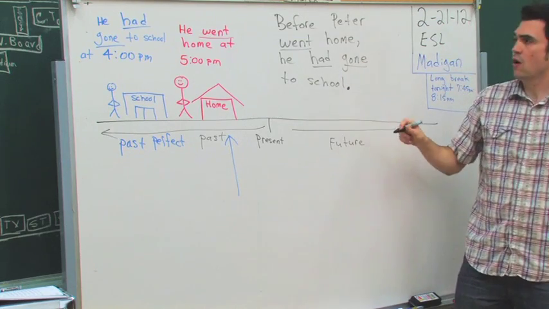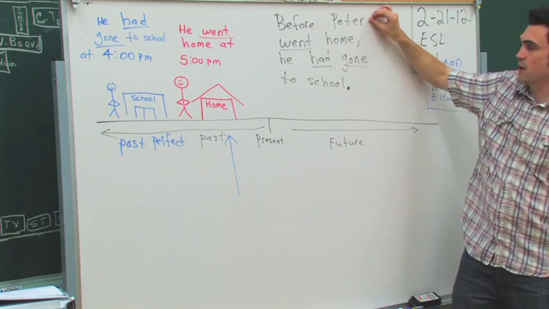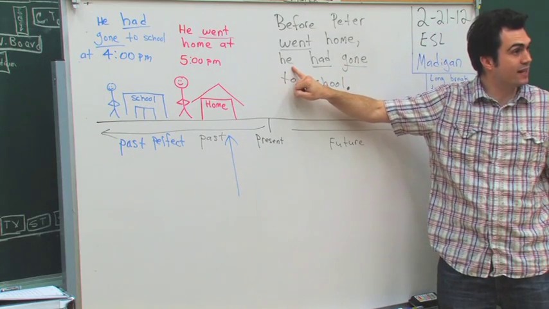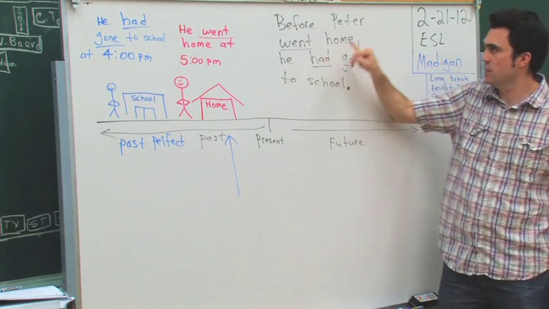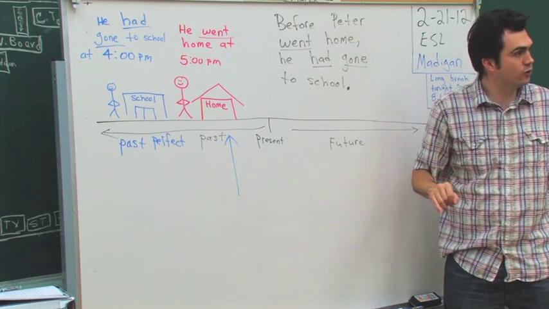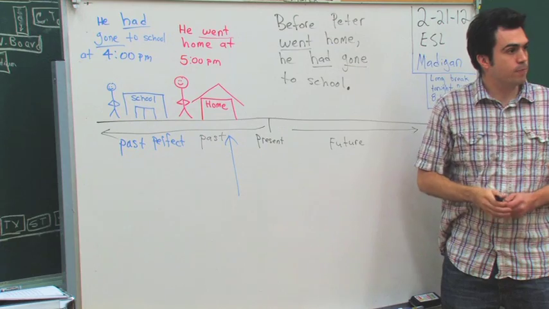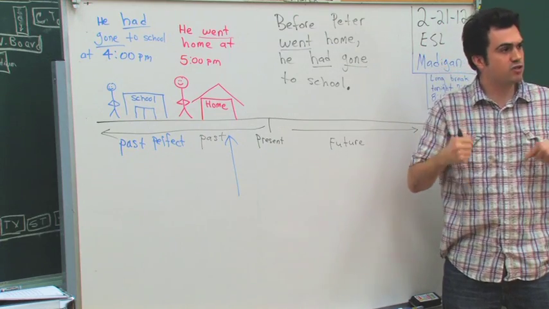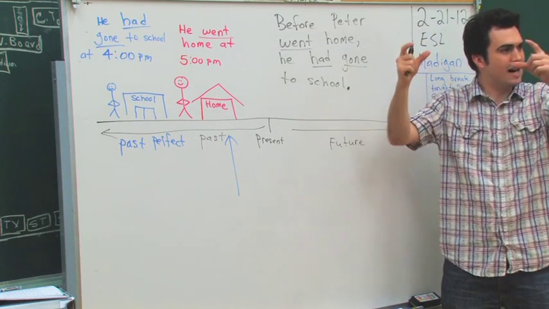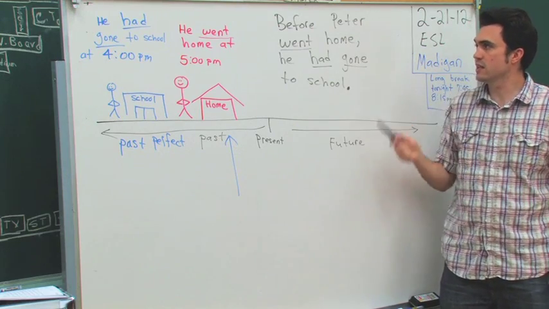Period. Also, remember, when you use the name in the first part, you use the pronoun in the second part. Because we know he means Peter. We don't say before Peter went home, Peter had gone to school, right? Name, pronoun. Right? Establish the name, then use the pronoun. Establish the objects, then use the pronoun. Okay? So that's one sentence.